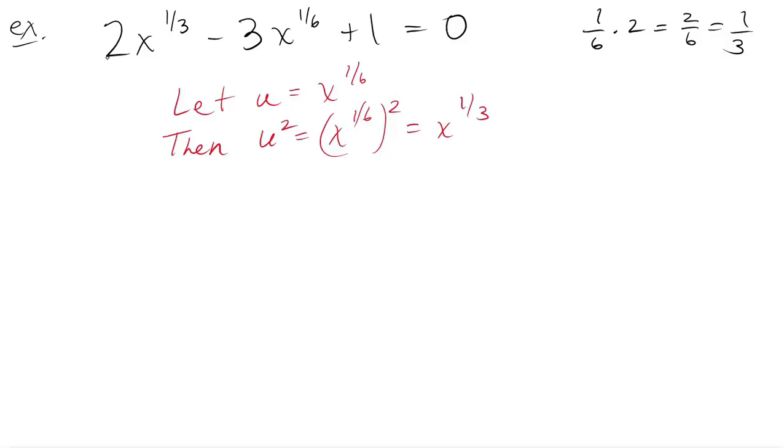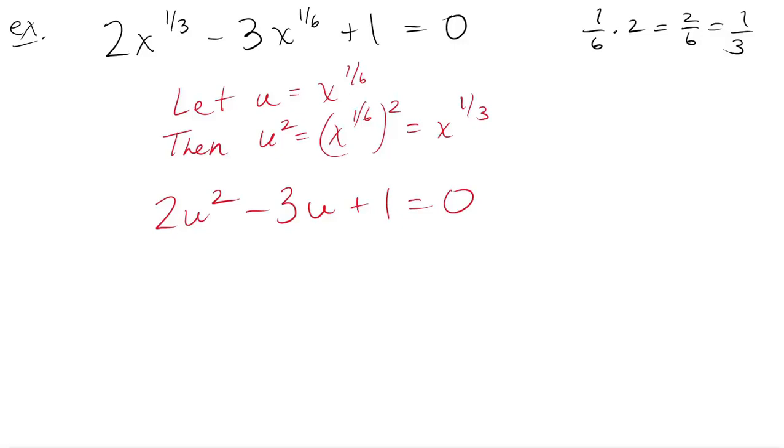Now we can rewrite this. Instead of 2x to the 1/3, we can write 2u squared. U squared is the replacement for x to the 1/3. Instead of minus 3x to the 1/6, we can write minus 3u, because u is the replacement for x to the 1/6. There's nothing to replace in the constant term, and now we have a quadratic equation. We should be more comfortable with this. Even if you can't get this factored, now you have the quadratic formula to use.